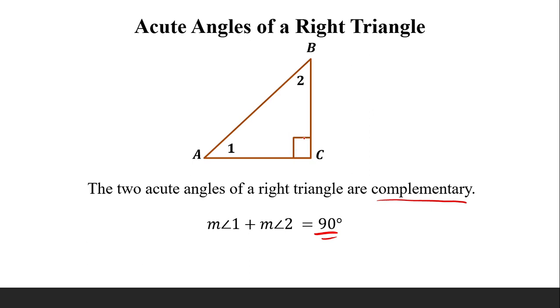Now, we have a right triangle here. If you see this symbol in a triangle, it means this one has a measure of 90 degrees. So what's left now? Since the sum of all interior angles is 180 degrees, and one angle measures 90 degrees, the remaining angles sum to 90 degrees. That's why the measure of angle 1 plus angle 2 is equal to 90 degrees.